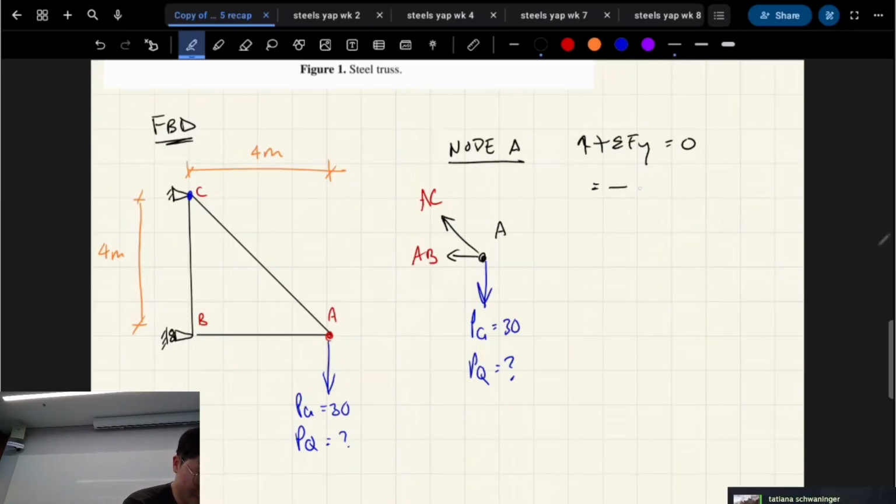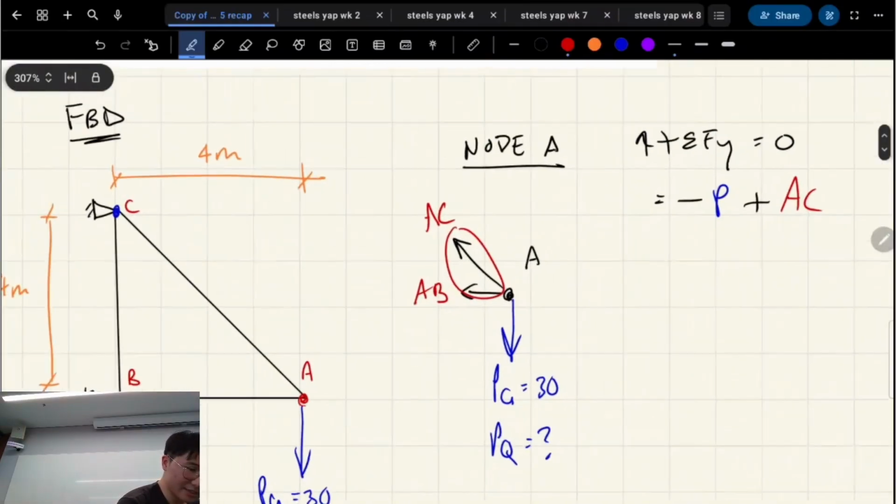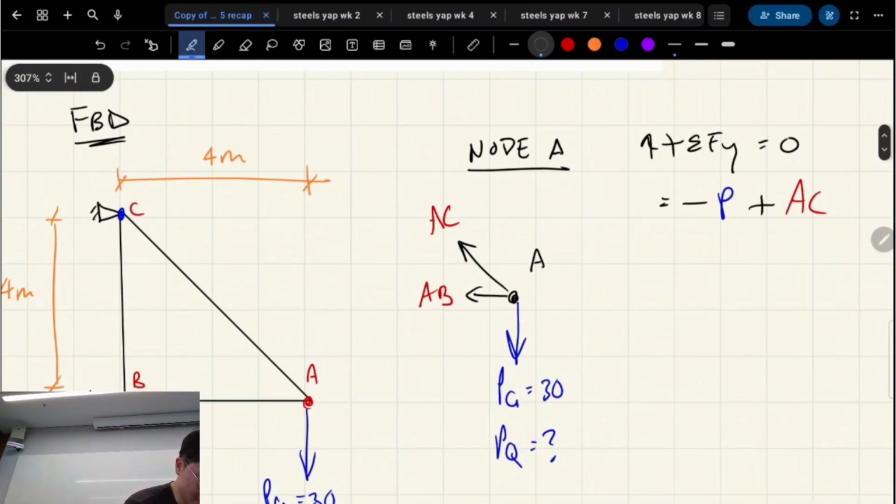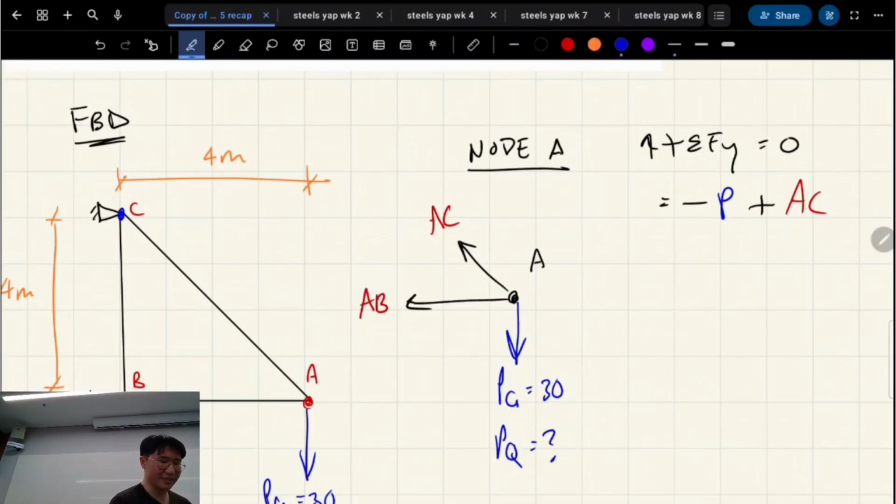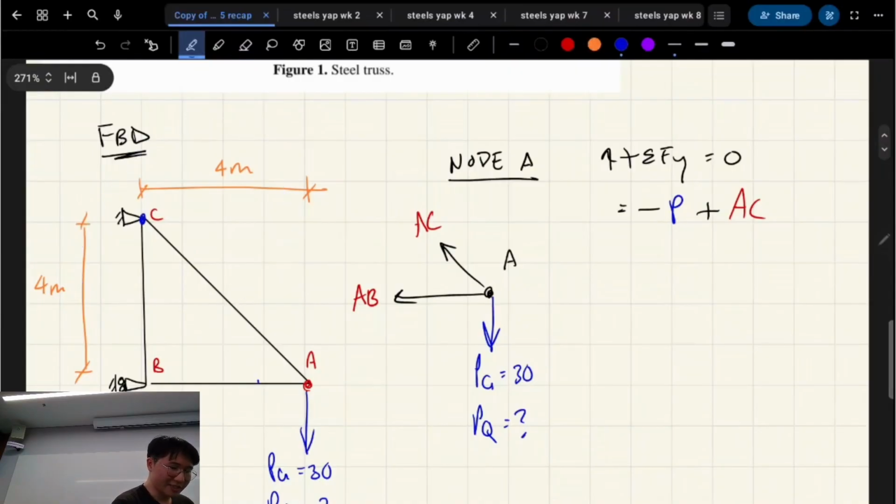So we know this is going to be negative P. I'm not going to split it into PG and PQ yet, I'll just call it P. And we know that some portion of AC is going up, like this part of this arrow. Because of the truss geometry, we know that this is 45 degrees. You can work that out because it's 4 meters by 4 meters. This angle's 45.